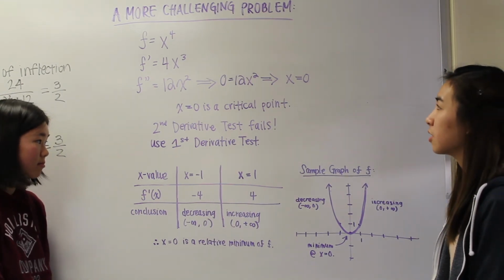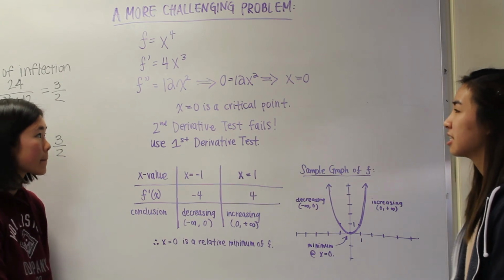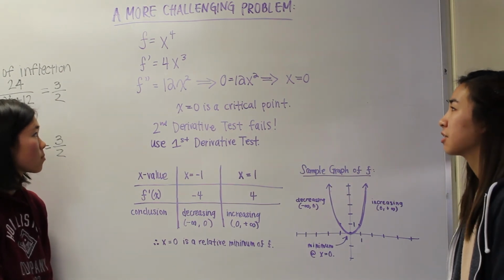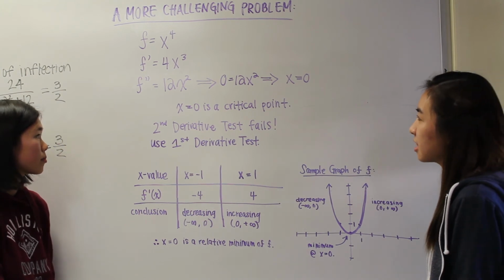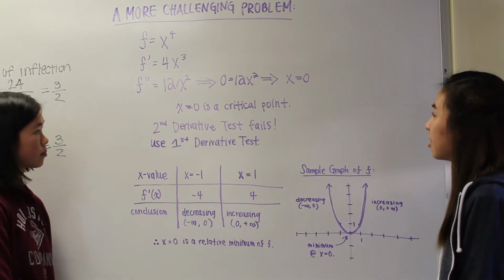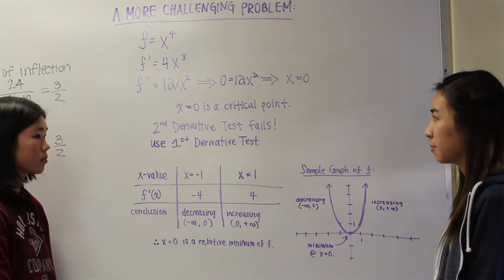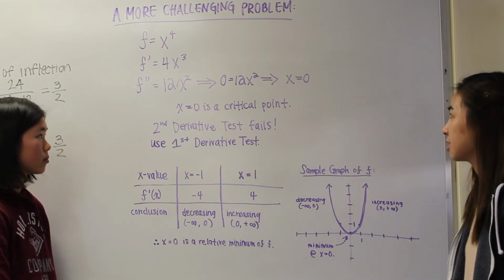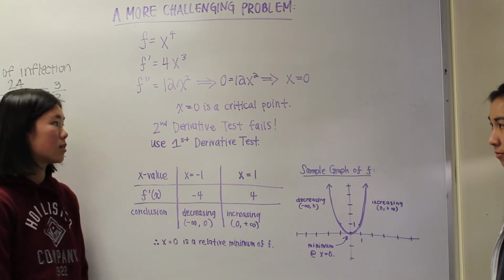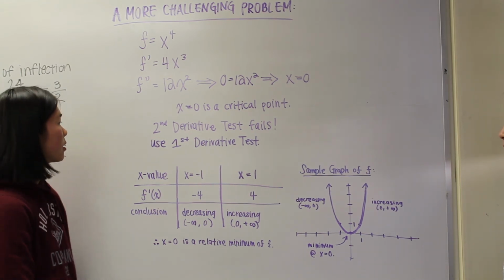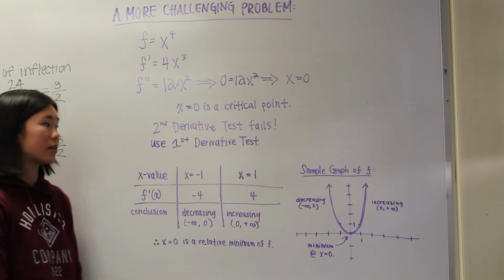So here we have f equals x to the 4th power. So you would take the first derivative, so it would be 4x to the 3rd, and then you would take the second derivative, which would be 12x squared. So you would set the 12x squared equal to 0, and then you would solve for x, which is the critical number. So the critical number for this problem is 0. So because x equals 0 is a critical point, the second derivative test fails.